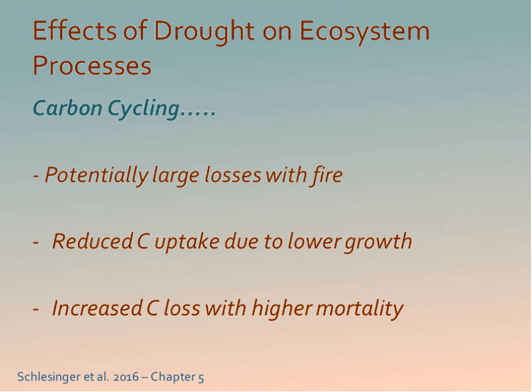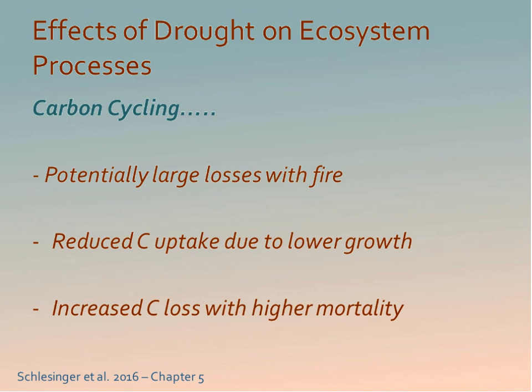Carbon cycling, as Jim Clark talked about, is that you can get some pretty big losses in pulses as a result of severe fires, but also that lower growth as a result of drought and nutrient stress reduces carbon uptake, and higher mortality, of course, reduces carbon uptake as well. So some substantial potential changes in carbon cycling that can be very long-lasting.